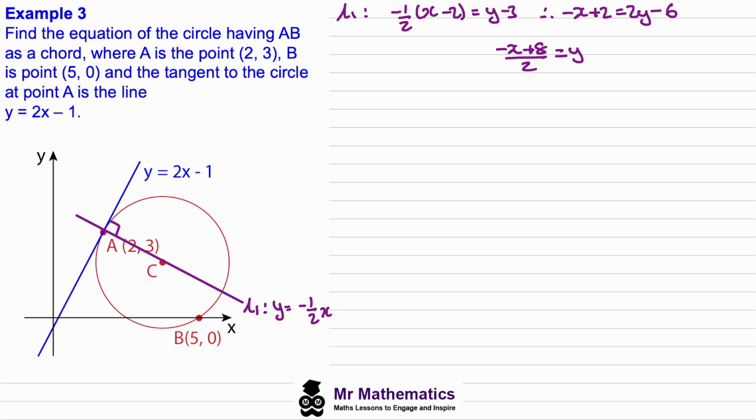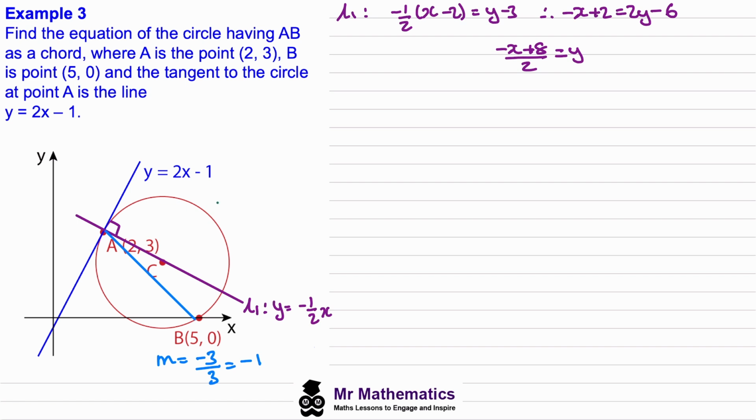Okay, so the problem we have now is that we need another line that passes through the center, and we can work out this line by finding the line segment of A to B, and then having a perpendicular bisector through this line segment. So if we draw a chord from A to B, we can work out the gradient of this chord. This will be the change in y, so 3 to 0, so negative 3, over the change in x from 2 to 5. This will equal negative 1.